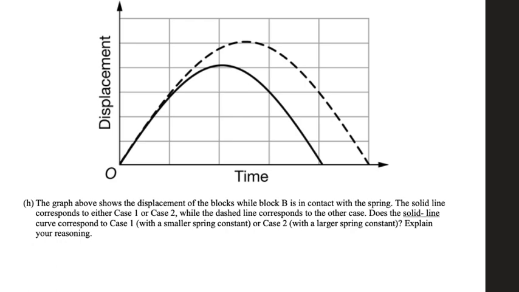Which is the solid line, case 1 or case 2? Case 2, how do you know? That's right, it's the distance. It doesn't go as far. It's that simple. Who cares about the time? The time isn't part of this at all. It's just about which one went further before it bounced back. And the solid line is the one that doesn't go as far, so it has to be case 2.